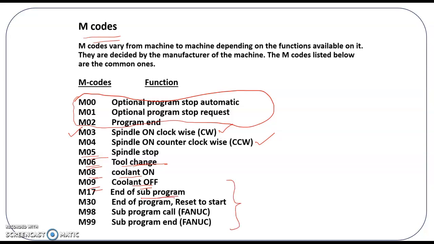These are connected with subprograms, calling subprograms, etc. The subprogram call is M98 for Fanuc, and M99 is for the return from the subprogram. Another important one is M30. M30 is the end of the program and reset to start. At the end of all programs, we definitely have to include this M30. So M30 indicates that the program ends there.